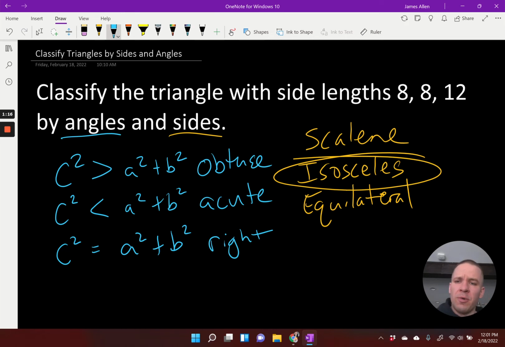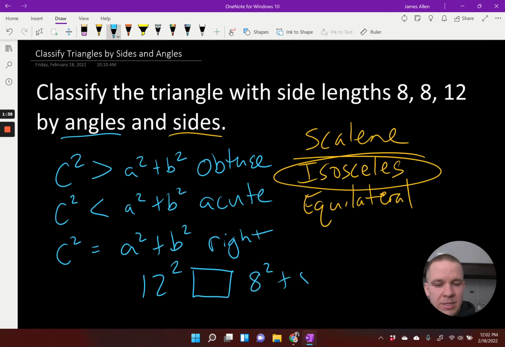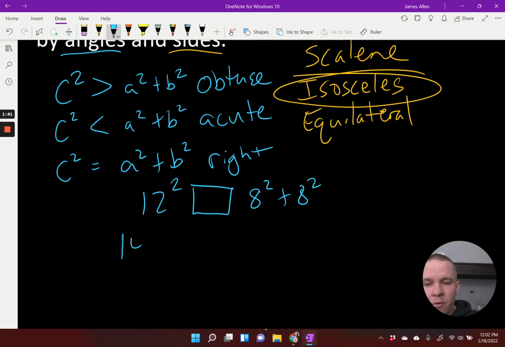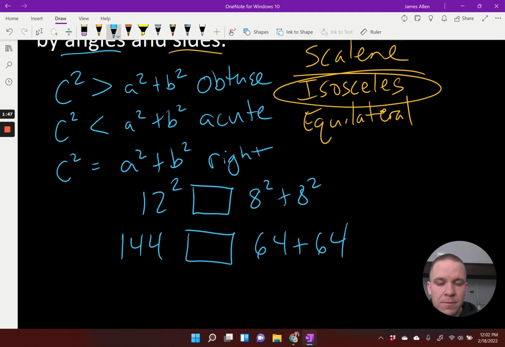The reason why I like to write the c squared first is when I say c squared is greater than, I think big, I think obtuse. When I see c squared is less than, I think acute, I think smaller, right? So now let's plug these things in. Well, 12 is my hypotenuse, so I'm going to have 12 squared, and then I don't know, so I put a little blank or a box, and I'll have 8 squared plus 8 squared. So I'll have 144, I don't know, and then 64 plus 64. So that's 128, and I got 144. So here I have c squared is greater than, so it is obtuse.